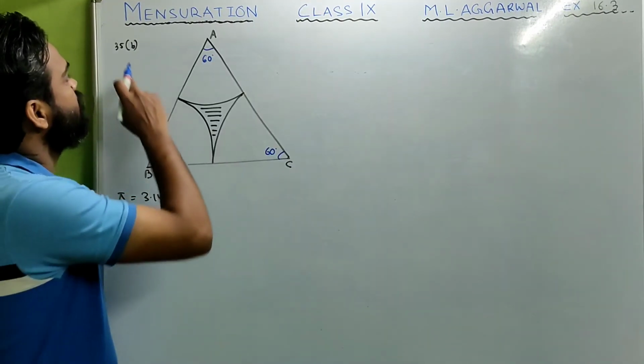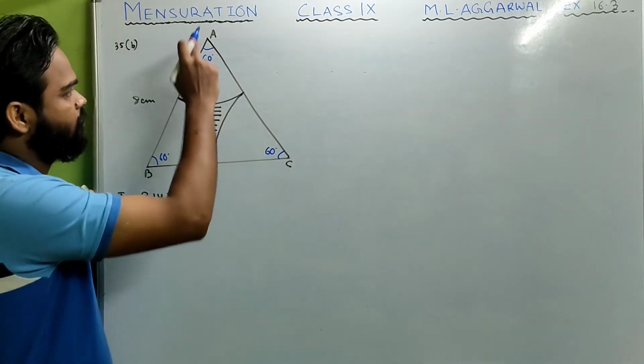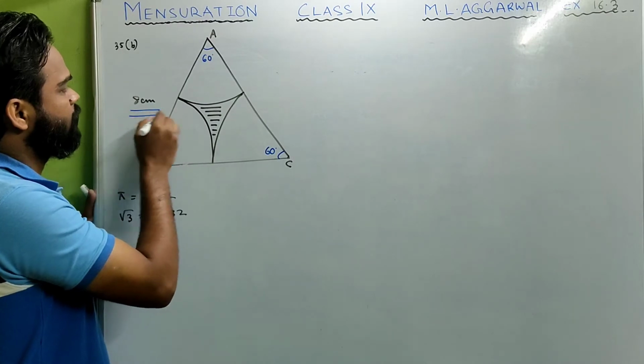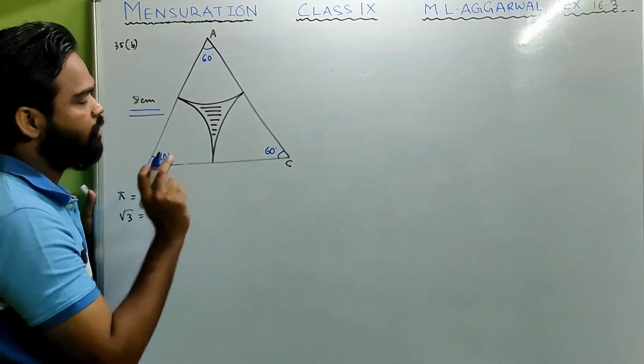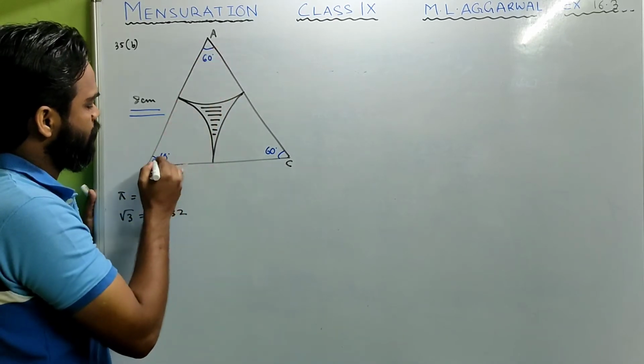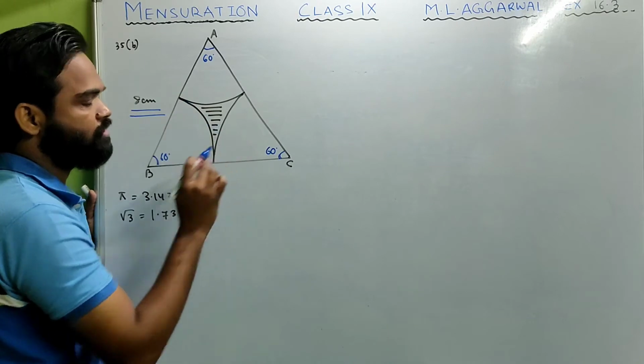Now let us look at 35 part B. There's an equilateral triangle ABC with sides 8 centimeter. From that, 3 sectors are cut out. And if you look carefully, all the angles are 60 degree. So the angle of these sectors is 60 degree.